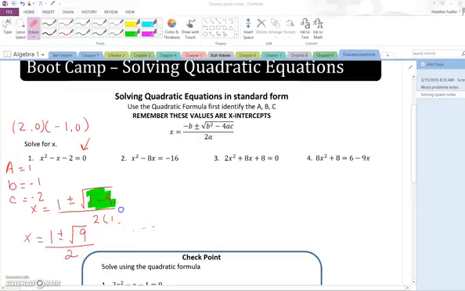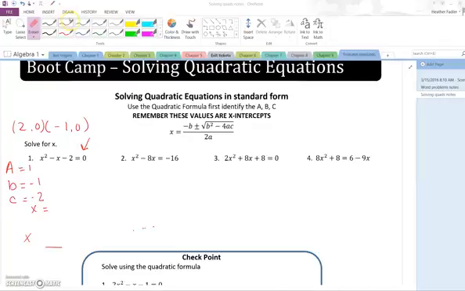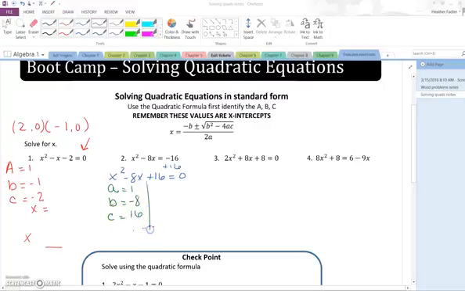All right, moving on to number 2. Now, we have to remember that this always has to be equal to 0 first before we can solve it. So I'm going to first move the 16 over by adding 16 to both sides. So I have x squared minus 8x plus 16 equal to 0. Now, at this point, I can identify a, b, and c. A is 1, b is -8, and c is 16.